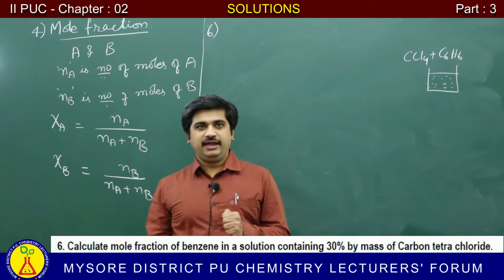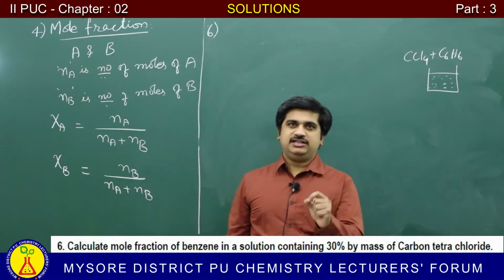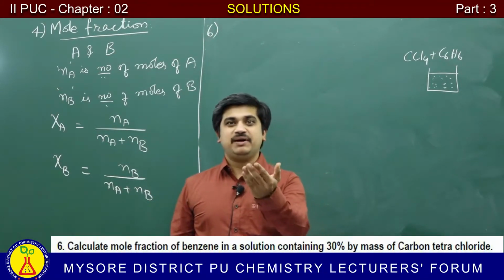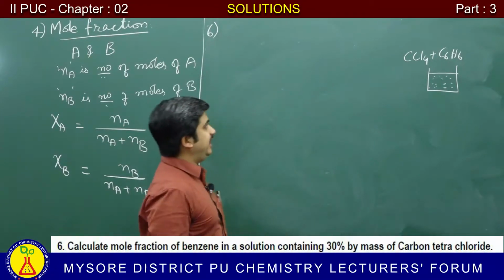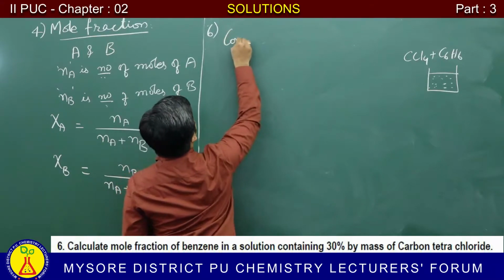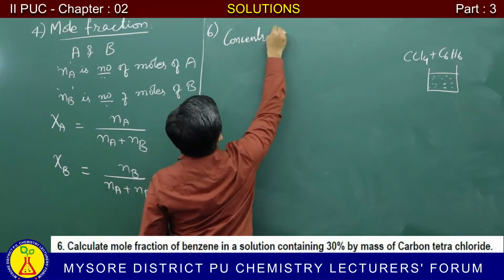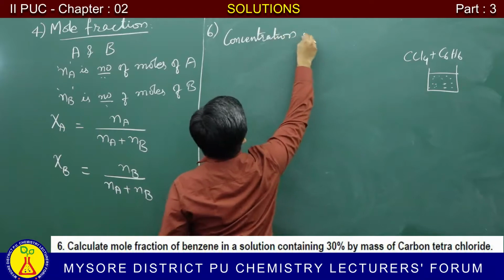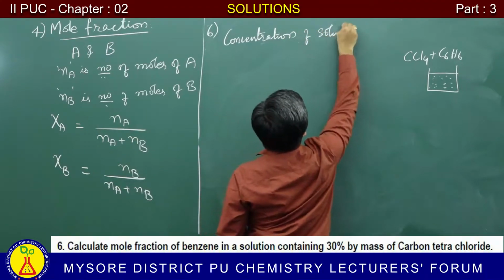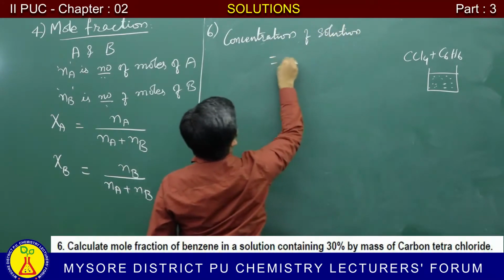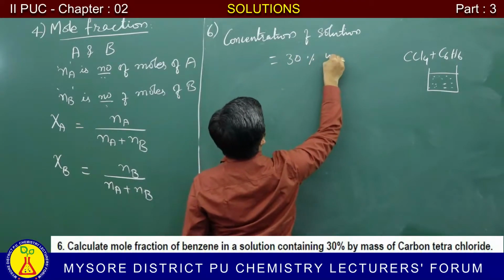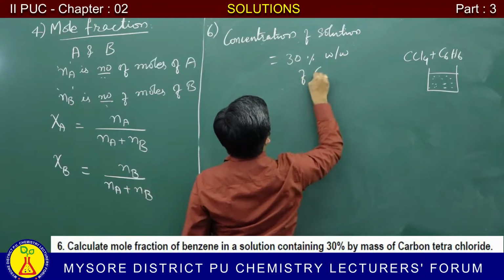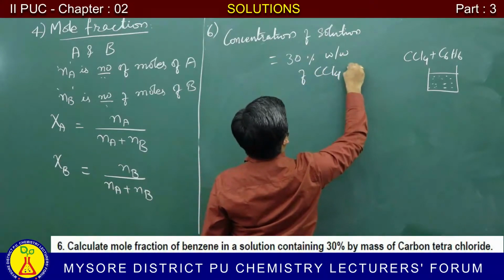So what have they said? The solution's concentration is expressed in some other unit. Which unit is it? The concentration of this solution is expressed in terms of mass percent, 30% weight by weight of carbon tetrachloride in benzene.